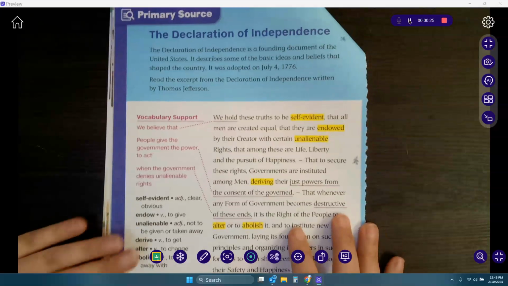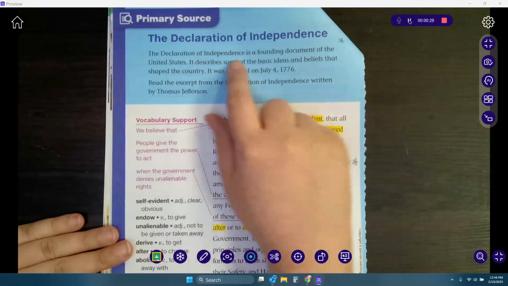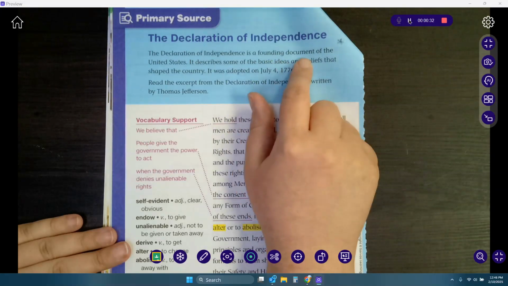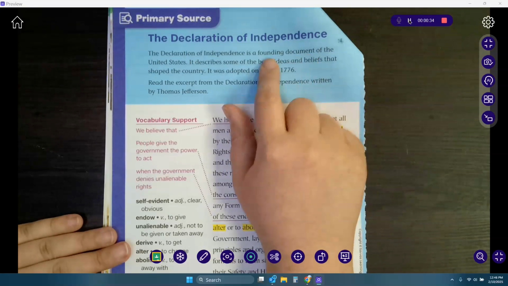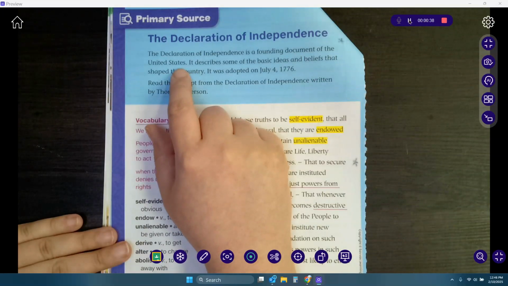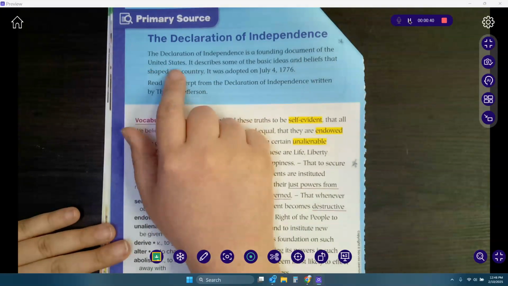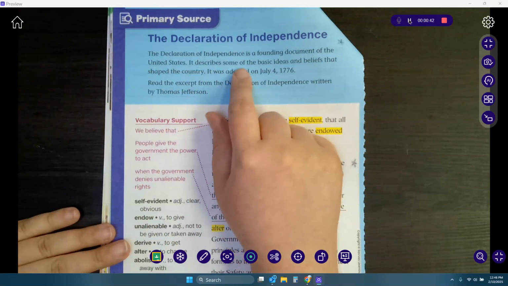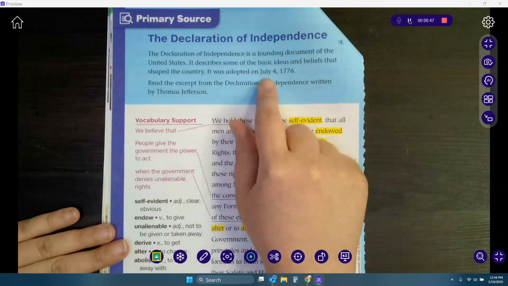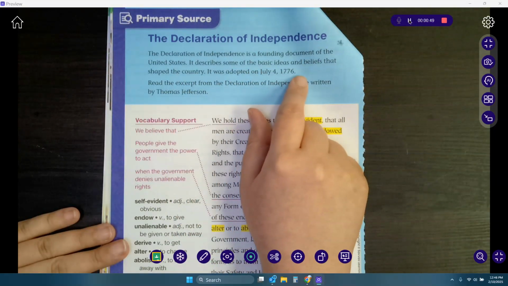All right. So the Declaration of Independence is a founding document. Okay. So it started it. So what is it a founding document of? It's a founding document of the United States. So it's a document or writing that started the United States. It describes some of the basic ideas and beliefs that shaped the country. It was adopted on July 4th, 1776.